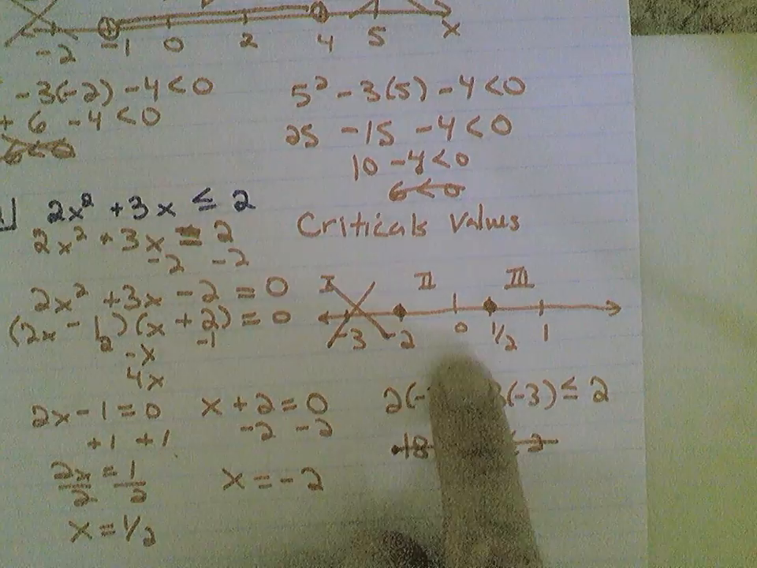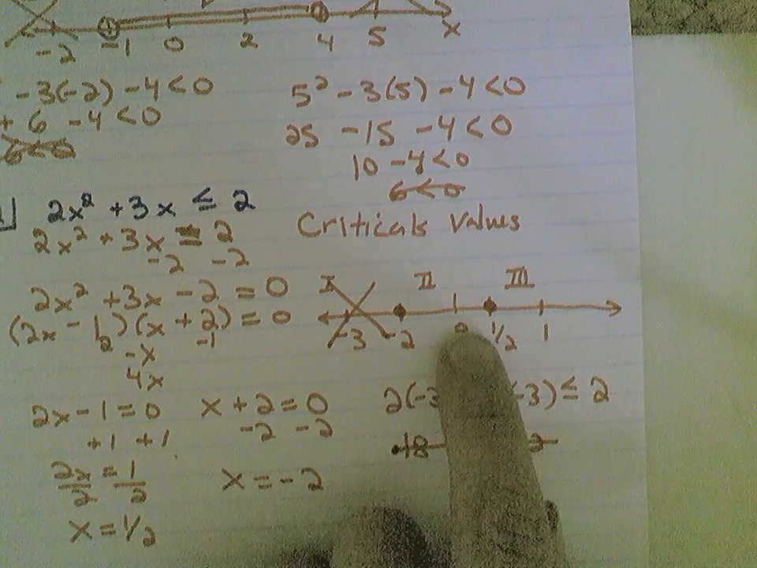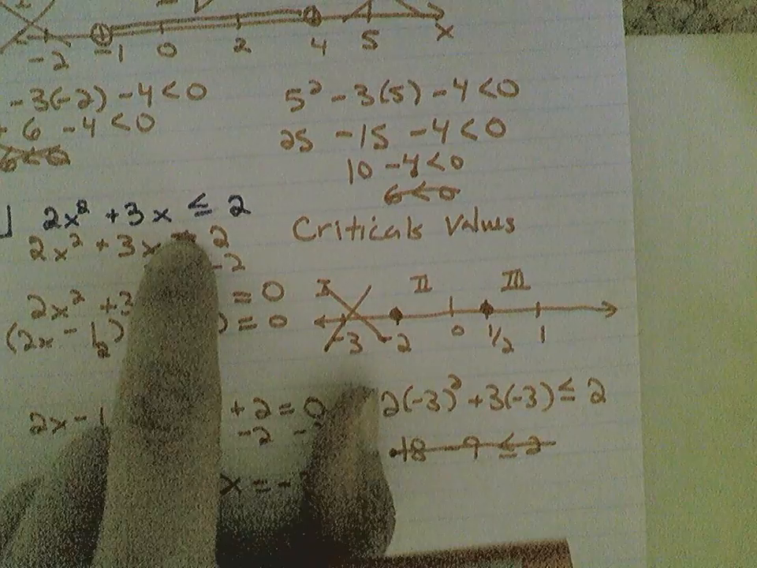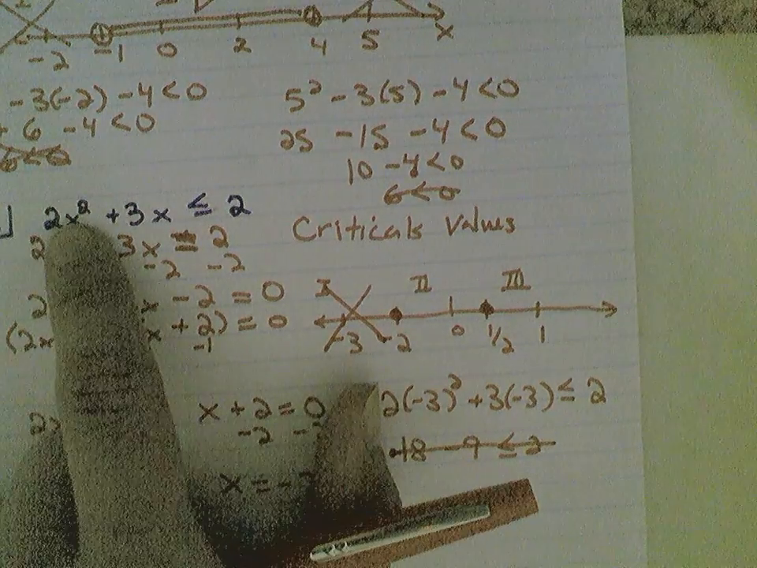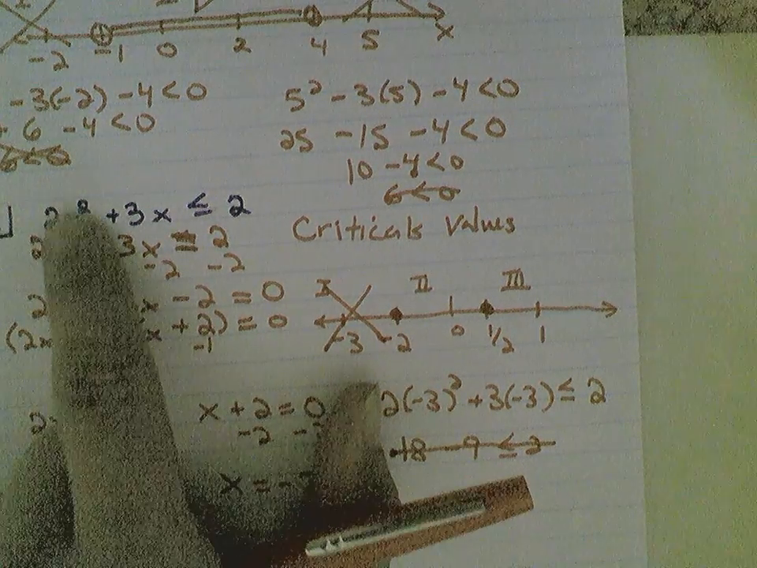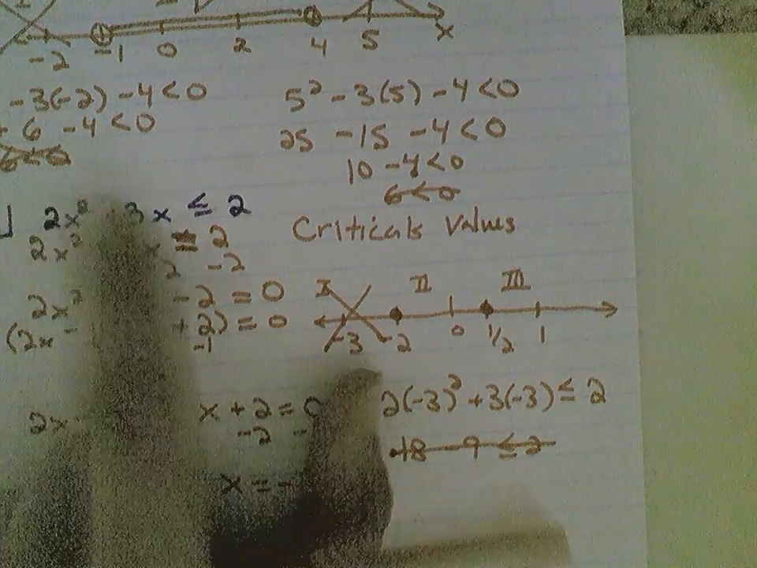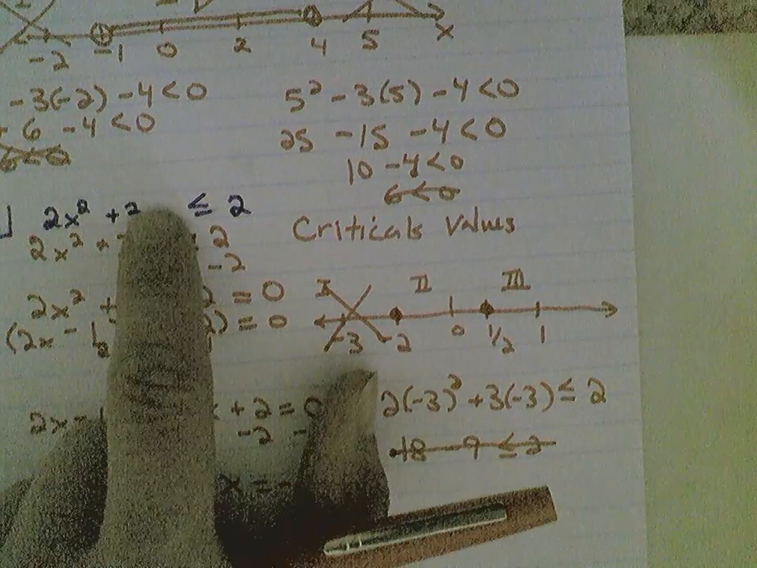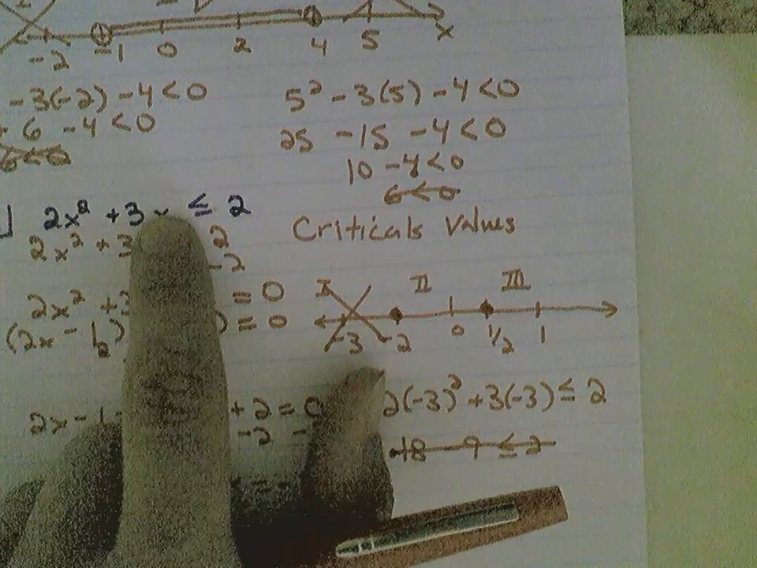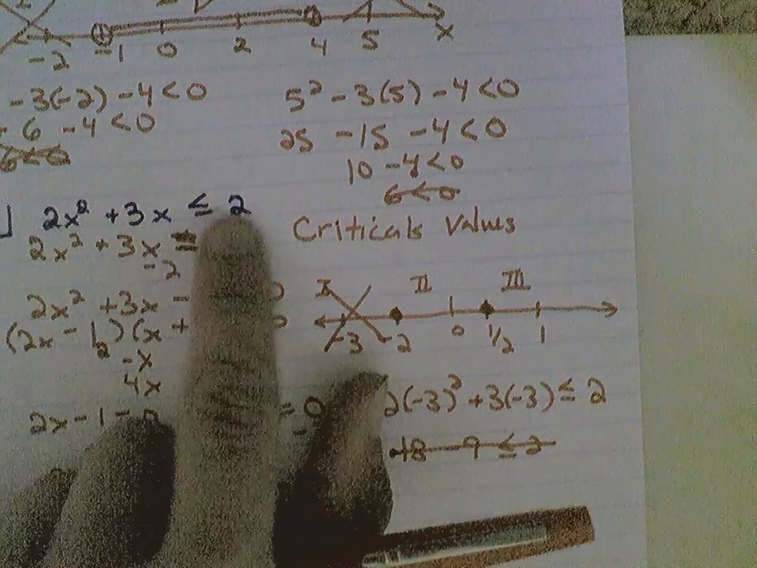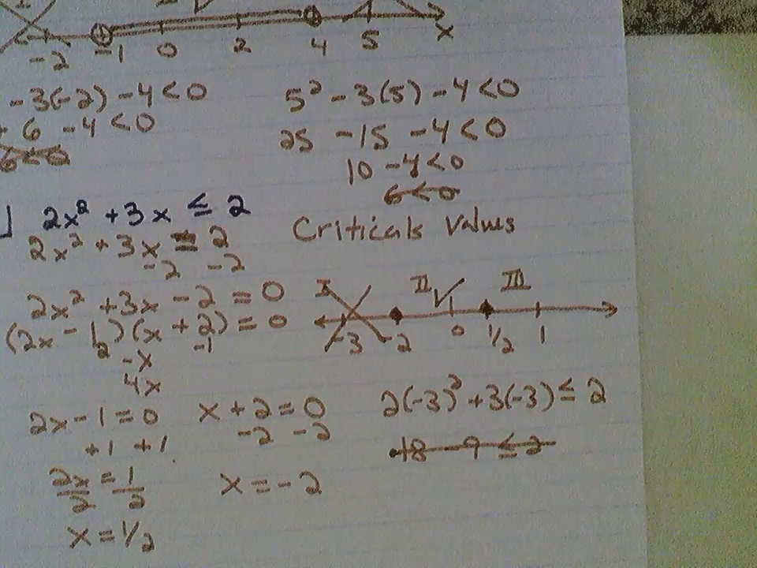Now, continuing on the same line, I want to test region 2. If I plug in a 0 into my inequality, I can do this one in my head. Notice that 0 squared will just be 0. If I multiply that by 2, it's still 0. And then 3 times 0 in the next term is going to be 0 as well. So this whole left side will end up being 0. And then is 0 less than or equal to 2? Yes, it is. So this second region does indeed work.